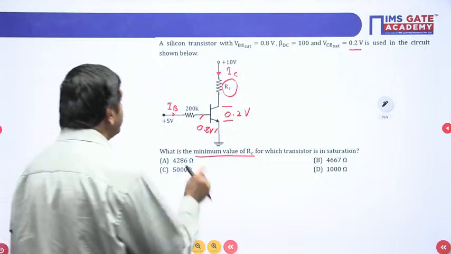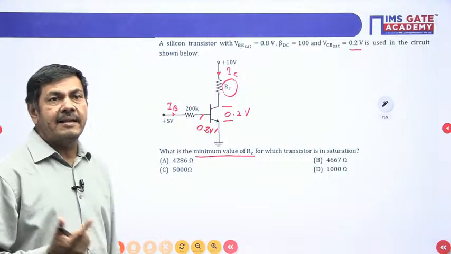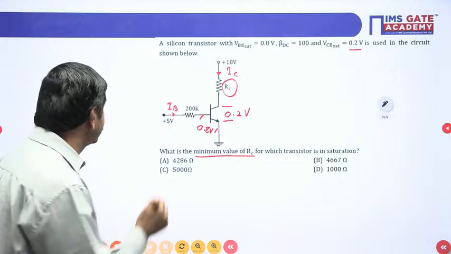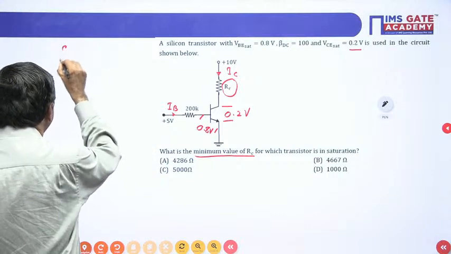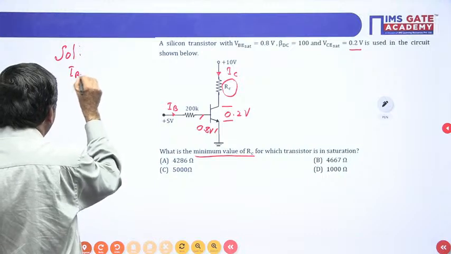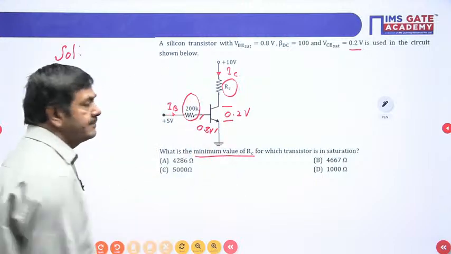Anyhow, in the problem, initially the base current is required. Without base current, I cannot find out the RC value. How to find this base current is more important. Base current is nothing but the current passing through 200K.